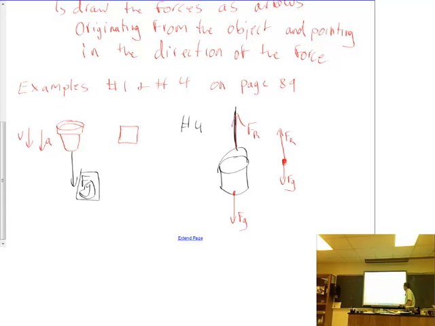Okay. Those two forces are pulling opposite directions. One's pulling up, gravity's pulling down. Okay. That's it. We're done. That's a free body diagram. It really is as simple as that. Okay. So try the rest of them on page 89. Good luck. If you have questions, email me or come see me during homeroom.